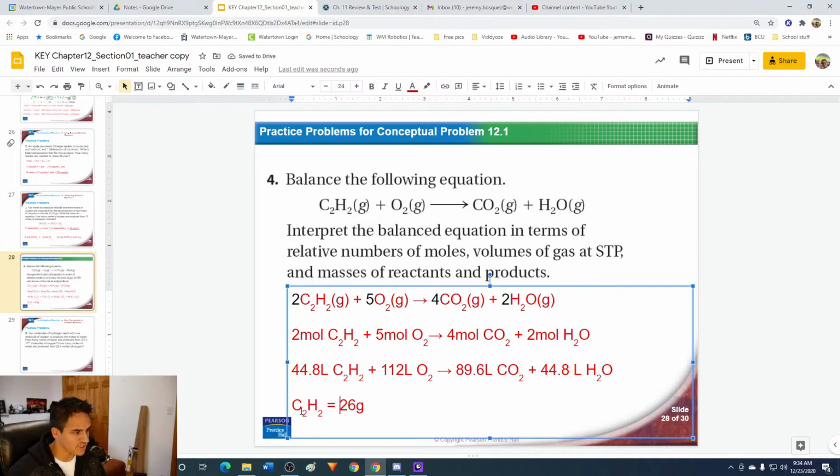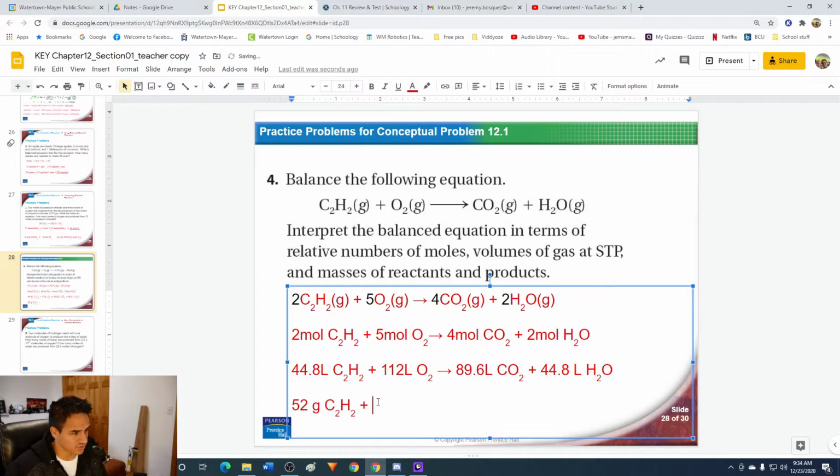Every 26 grams of C2H2 is equal to 1 mole. So 1 mole of C2H2 is 26 grams of C2H2. And we have 2 moles here, not 1 mole. So instead of having 26 grams, we're going to take our 26 grams and times it by 2, because we have 2 moles. And 26 times 2, that is 52 grams. So we have 52 grams of C2H2. So there's that first reactant, there's its mass.